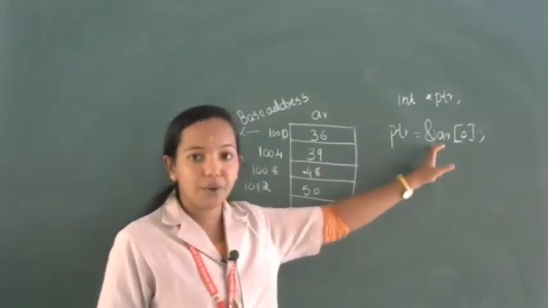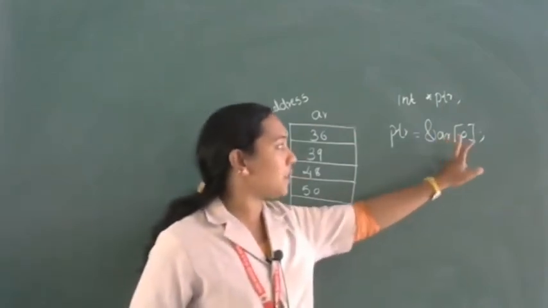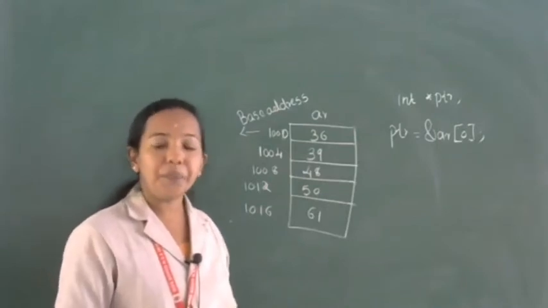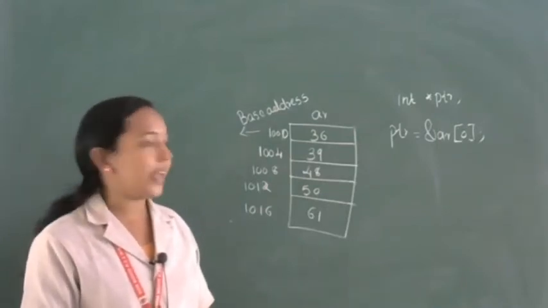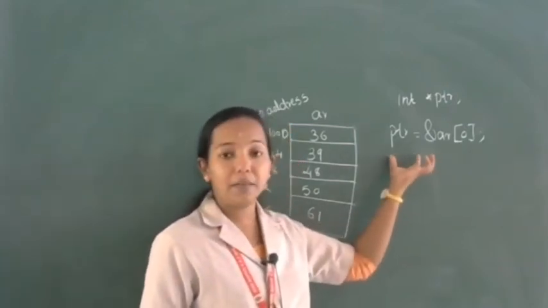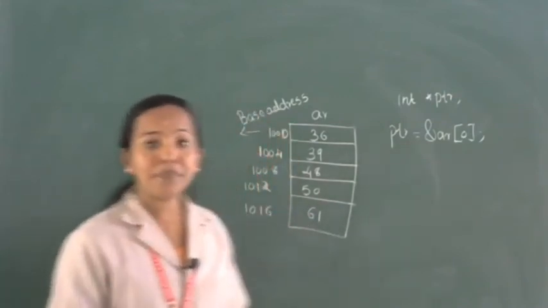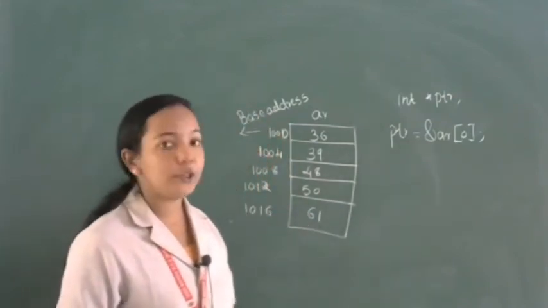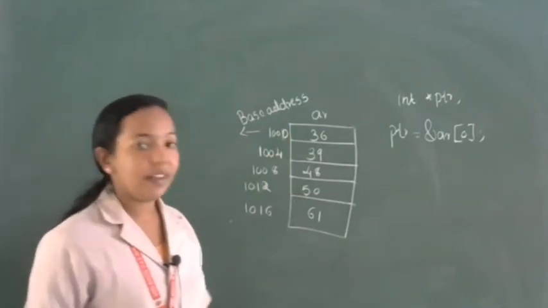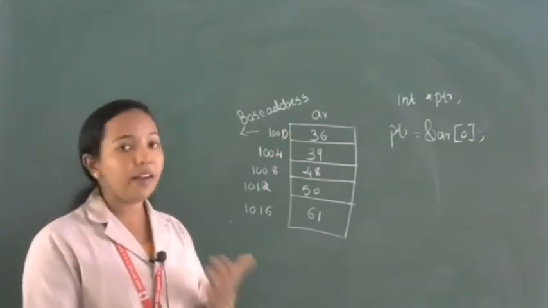Ampersand of AR of 0 means, here AR is the array name, so we are taking the address of element 0. That means the first memory address of array AR. The first memory address is known as the base address. So we are assigning the base address to the variable PTR. So PTR is equal to ampersand AR of 0. Clear?